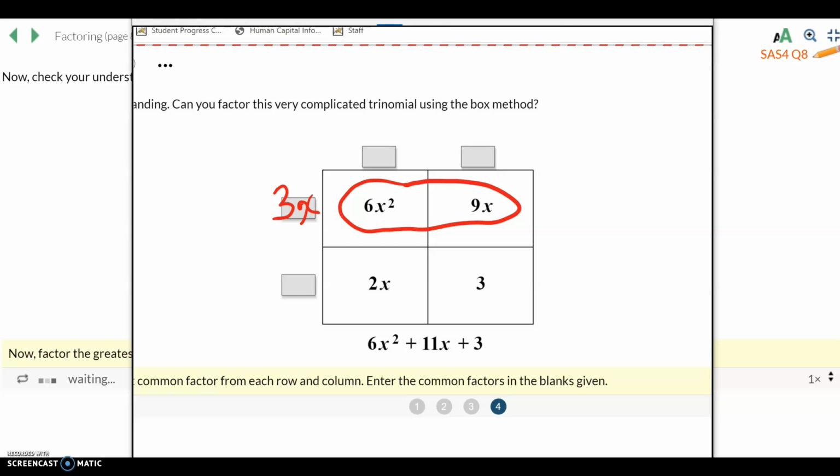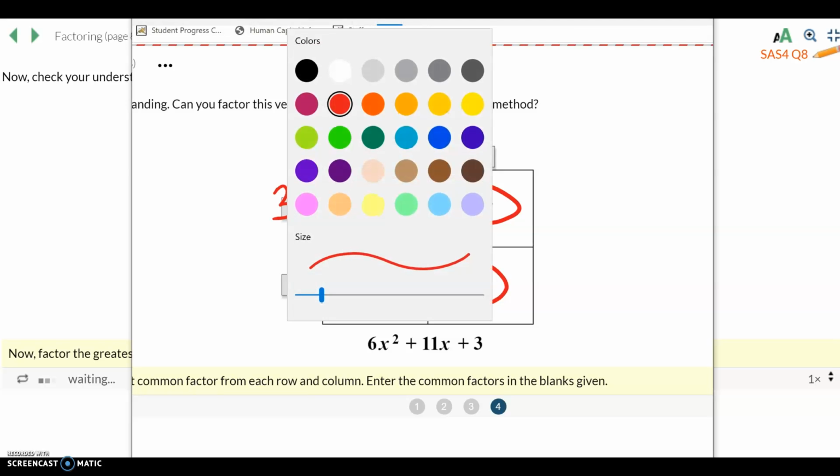Now let's go to the second row. I'm looking at these two numbers right here. We have a 2x and we have a 3. Is there anything that they have in common? The answer is no, there's nothing they have in common. So the only thing that can be factored is 1, because anything can be multiplied by 1 or divided by 1. Now let me change the color of my pen here, and I'm going to go to blue.